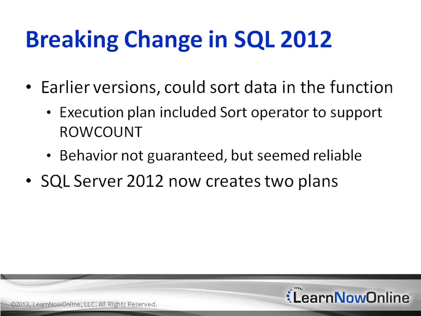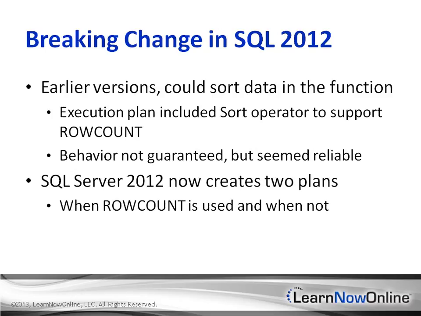So the change is that for efficiency, SQL Server 2012 now creates different plans for the two cases. And so, when row count is not used, the data is not sorted. So that changes the behavior. And because most often you're probably not going to use row count, that changed the behavior for probably the most common scenario in which you use this kind of function.